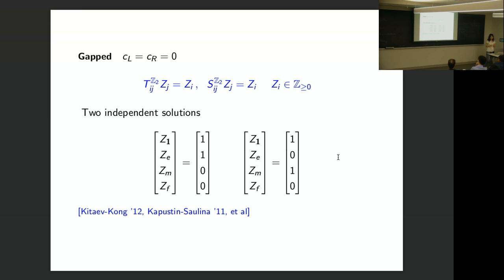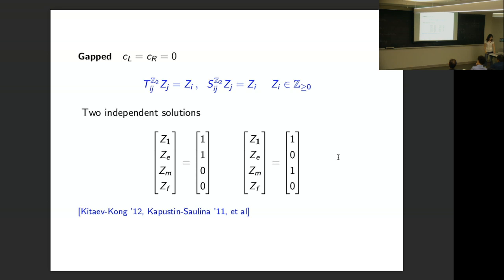And it turns out there are only two independent solutions as such, and they correspond to the E condensed phase and the M condensed boundary. To see this, for the first component you have a trivial ground state, so the transverse e^{-βH} will just give you 1. When E is condensed, bringing an E to the boundary will cost no energy, so it also gives you the 1 on the second component. And similarly for the M condensed phase.